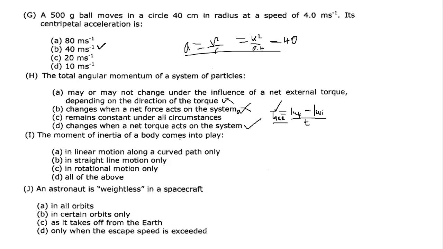It reads: the moment of inertia of a body comes into play A, in linear motion along a curved path only; B, in straight line motion only; C, in rotational motion only; D, all of the above. I think it's C, in rotational motion only.